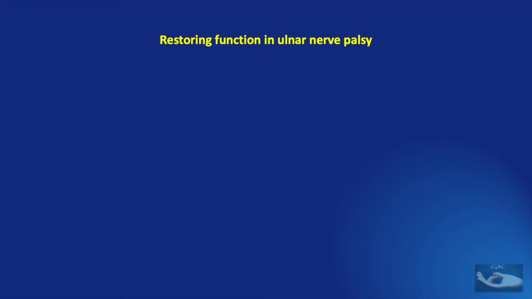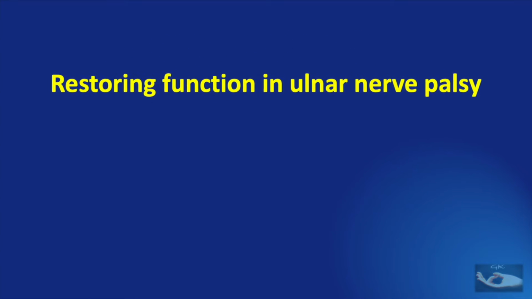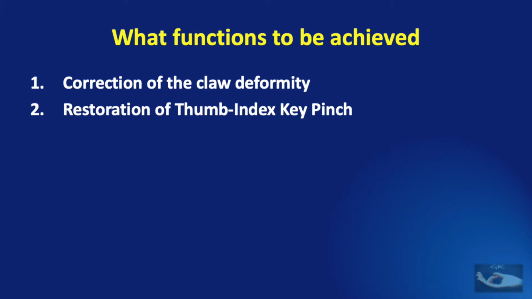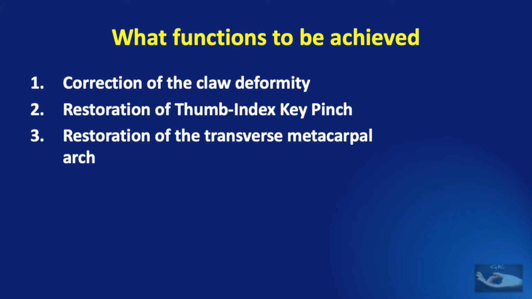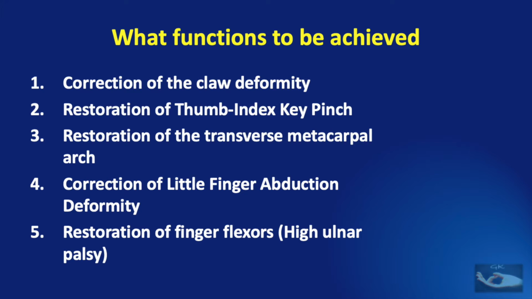We have already seen in a previous video that restoring function in ulnar nerve palsy will mean correction of the claw deformity, restoration of the thumb index key pinch, restoration of the transverse metacarpal arch, correction of the little finger abduction deformity, and restoration of finger flexors in high ulnar palsy. Of these, we have already discussed the tendon transfers needed for correction of the claw deformity in an earlier video, and you can click on the icon above to see that video.